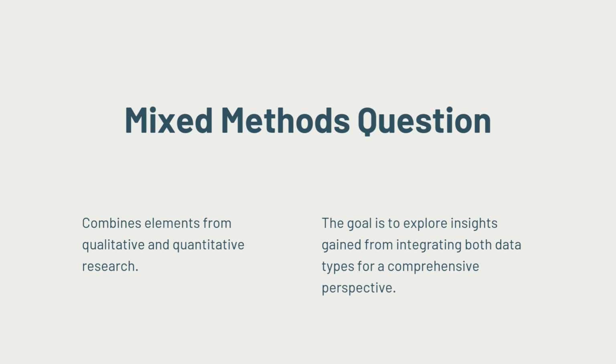Quantitative research gives us hard numbers like statistics or trends, while qualitative research provides rich descriptions and personal insights. By combining these two, a mixed methods question can reveal not only the what, but also the why and the how behind a particular issue. A mixed methods question would look to integrate both these angles for a more comprehensive perspective.